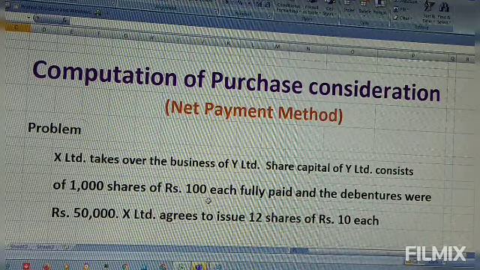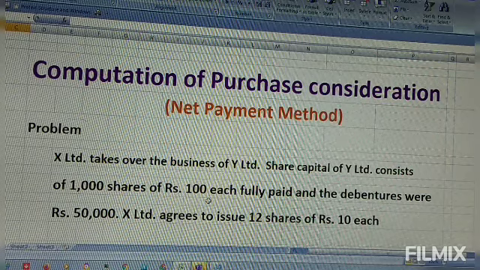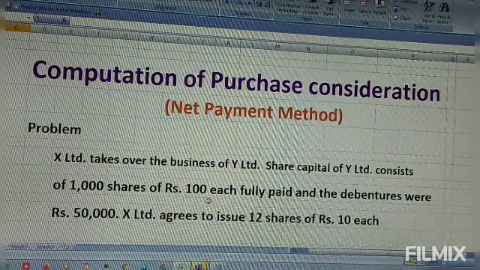Purchase consideration is the amount paid by the transferee company to the transferor company in its valuation of assets and liabilities, right? So after the valuation of assets and liabilities, the transferee company gives some amount in exchange for the assets and liabilities of the transferor company, that is called purchase consideration. I have already given the definition as per Accounting Standard 14, that you can refer.